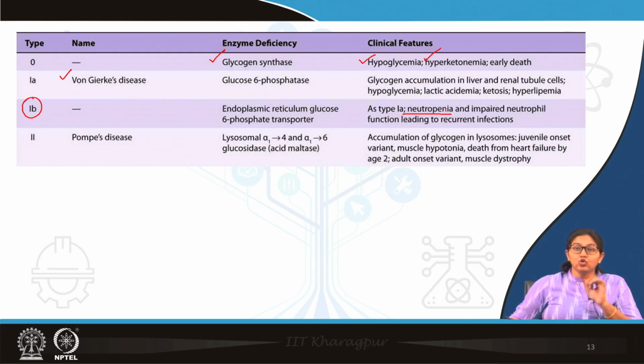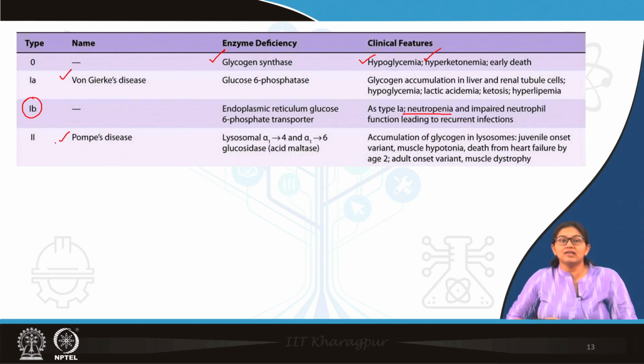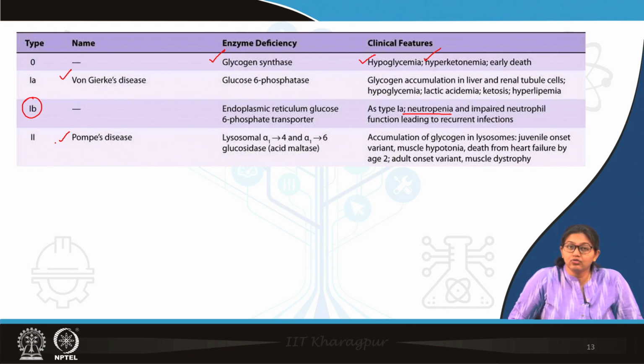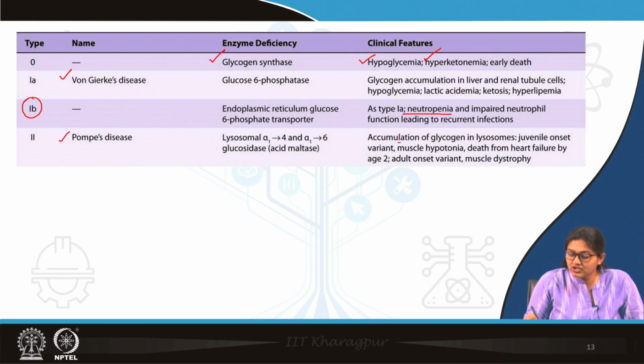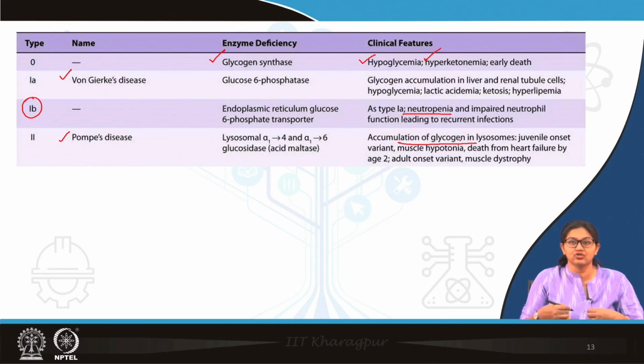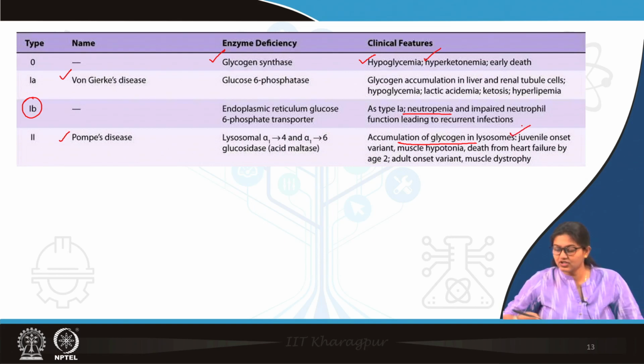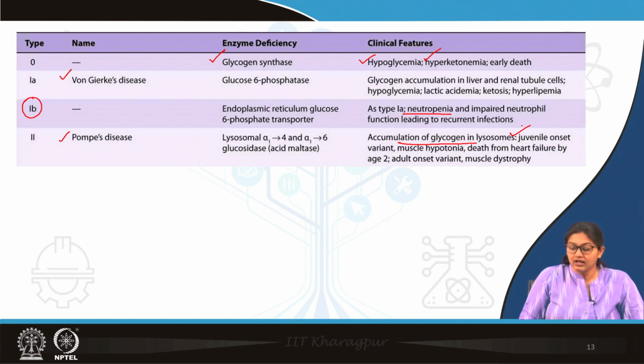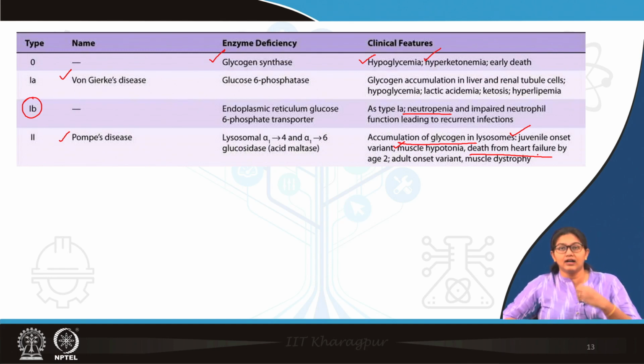glycogen storage disorder type 2, which is known as Pompe's disease. Now Pompe's disease is related to the deficiency of acid maltase, which is a lysosomal glucosidase. So definitely the manifestation is accumulation of glycogen inside the lysosome. These patients manifest with the juvenile variant. So juvenile persons manifest with muscle hypotonia, and finally the heart is affected. So death from heart failure occurs at a very early age. Sometimes there is another adult variant which causes muscle dystrophy.